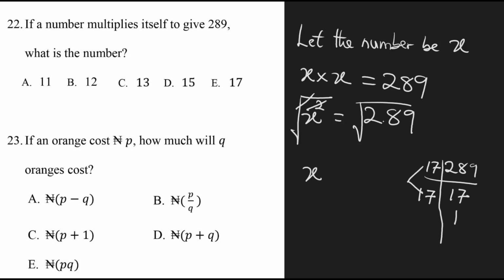So you group it, since it is square root, right? You're looking for the square root of this. So if you group, you have a group of 17. So the square root of 289 is equal to 17. So that means x is equal to 17. That's the number. So let's check the options. From our options, the answer is E. So let's move to the next question.